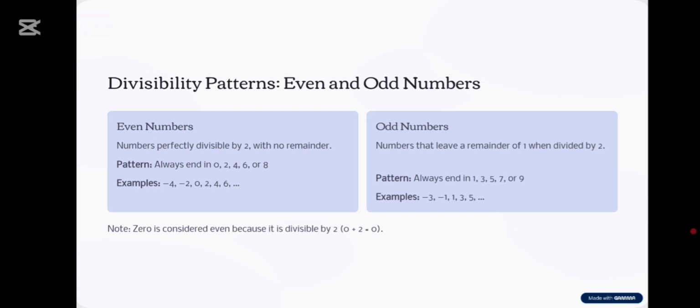So 1, 3, 5, 7, or 9. You can see that when we divide these numbers by 2, that always leaves a remainder. Take note. Okay? We also have negatives there, like -3, -1. They're also odd numbers.